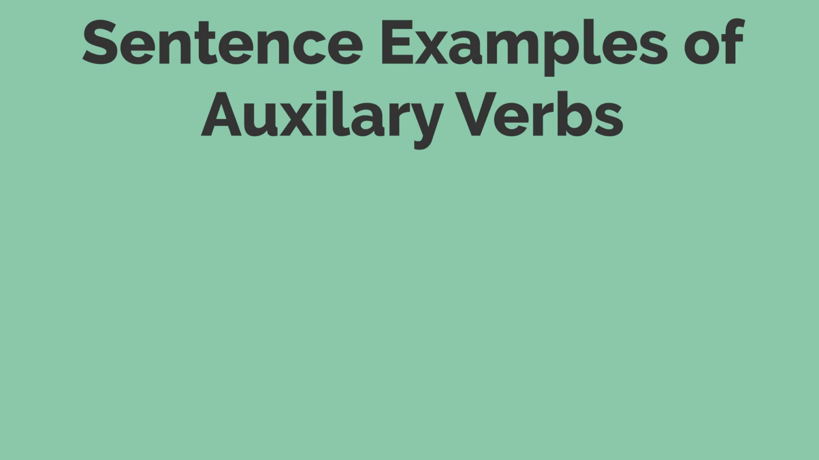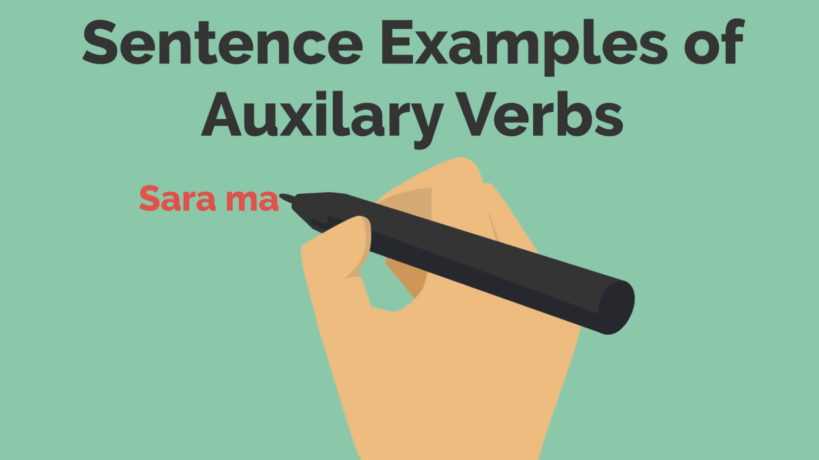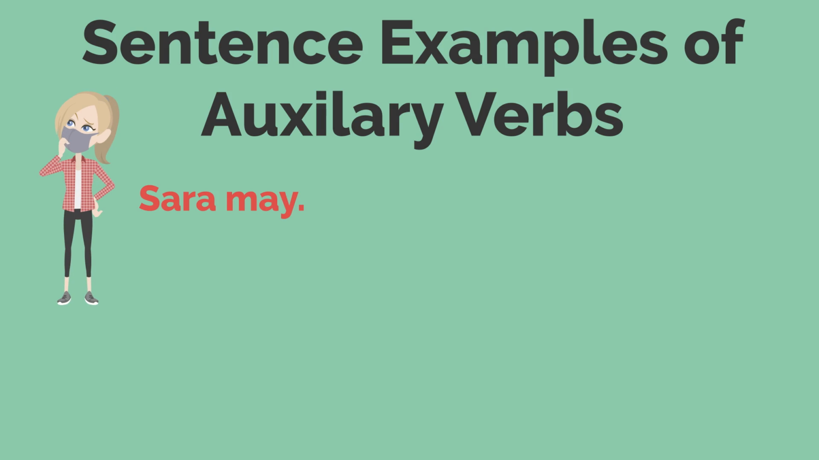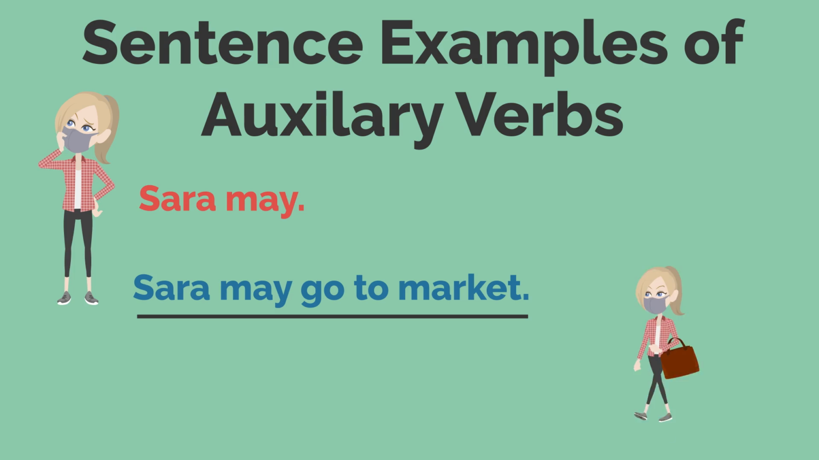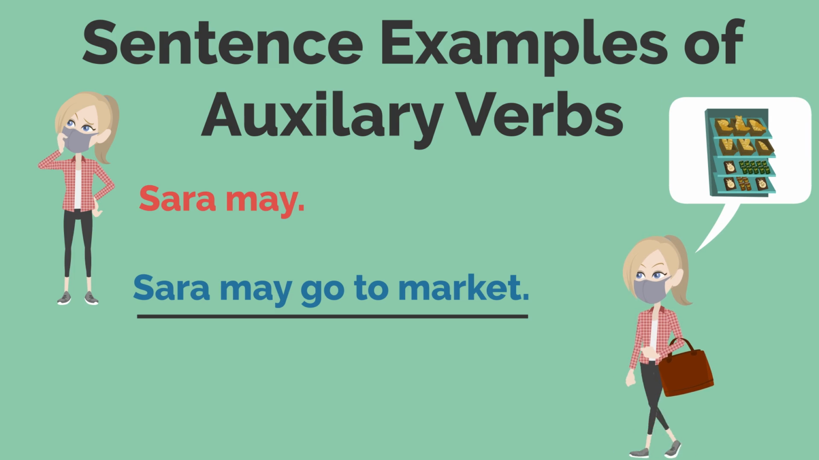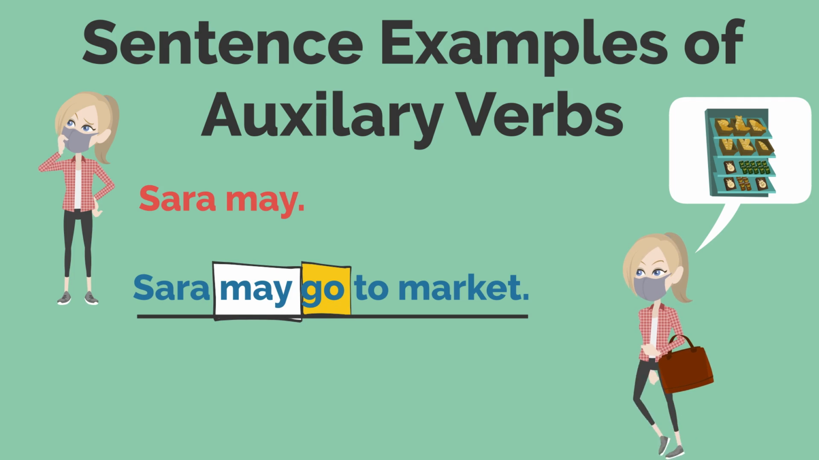Let's look at another example. Sarah may. It does not convey the complete meaning. Now let's complete it. Sarah may go to market. This sentence is telling us that Sarah may go. We are not sure that she will go or not. But it is giving complete meaning to the sentence. In this sentence the helping verb is may. And the main verb is go.